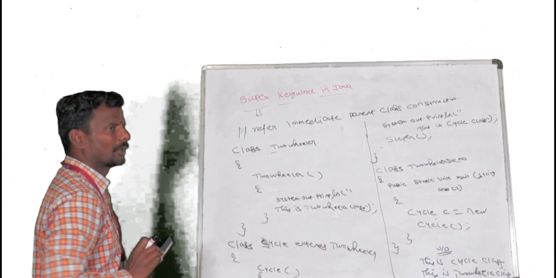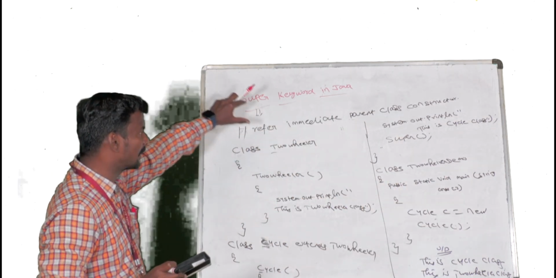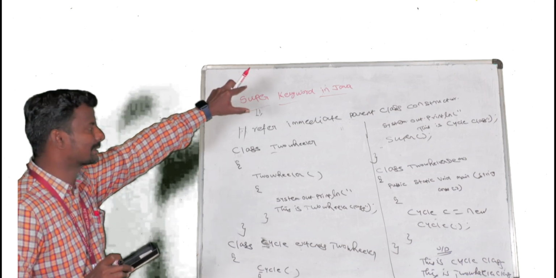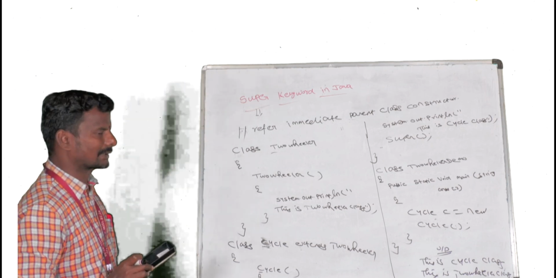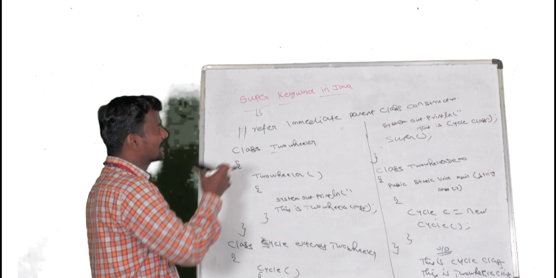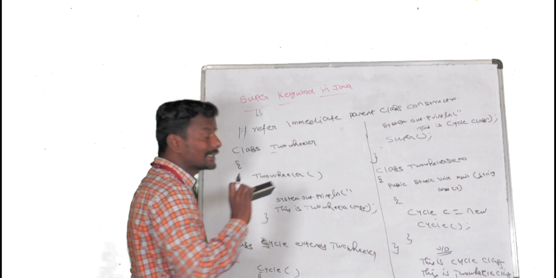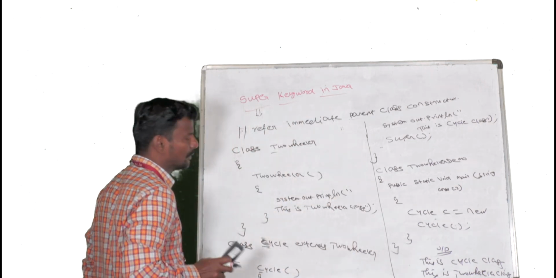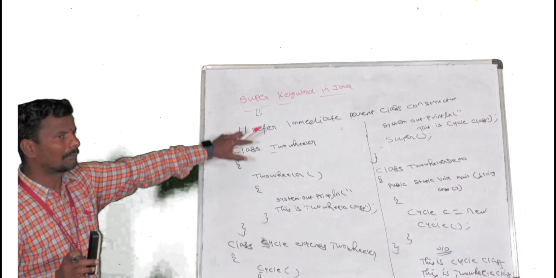Now we will see one more example. So these are simple examples for referring to immediate parent class constructors without any parameters. Now we will see how to refer to the immediate parent class constructors with parameters by using the super keyword. I hope all of them understood.